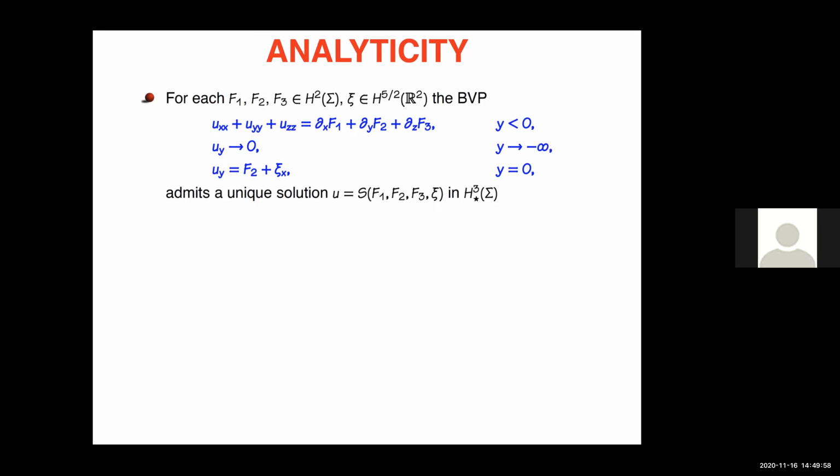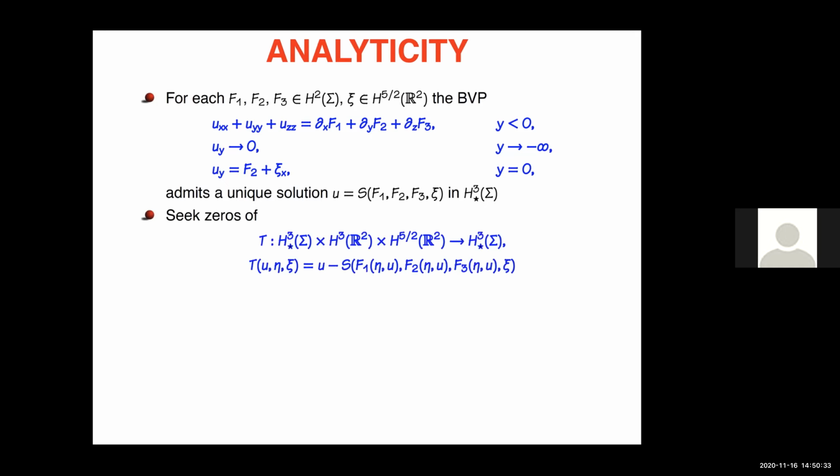Now, that problem is related to the problem I had on the previous transparency simply by replacing f1, f2, f3 by the specific f1, f2, f3 as functions of eta and u, which we were looking at. So what we would like to do is to find a function u with u equal to S of f1, f2, f3, xi, where f1, f2, f3 are the functions of eta and u from the last transparency, because that is just the statement that u solves the boundary value problem from the previous transparency. In other words, we want to find zeros of the function T, which is given by u minus S of f1(eta, u), f2(eta, u), f3(eta, u), and psi.